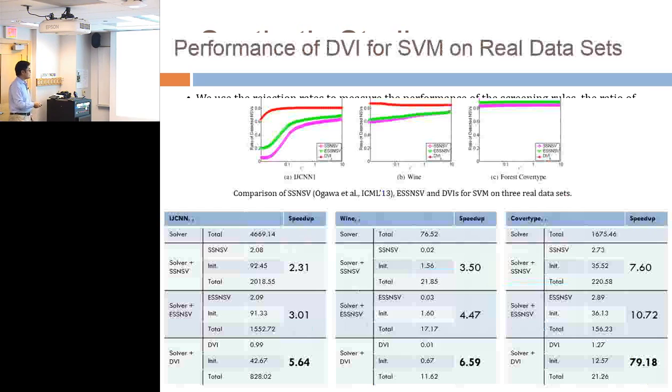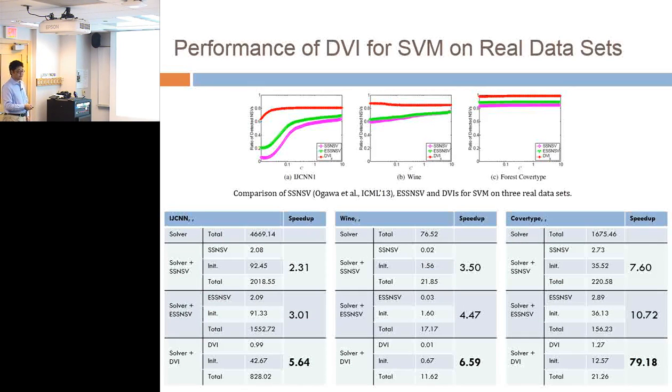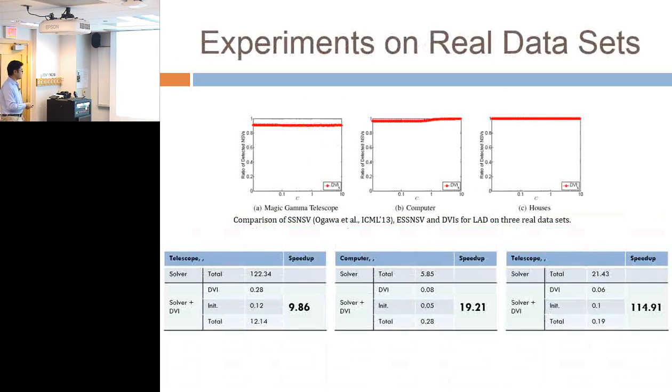And this is experiments on several real data sets. This shows the speedup gained by our method. We can see that combined with our method, it can give you up to 80 times speedup. This is another widely used model, which we call the LAD. It's pretty similar to SVM, so I will just skip this one. For this one, the performance is even better. It can give you more than 100 times speedup.